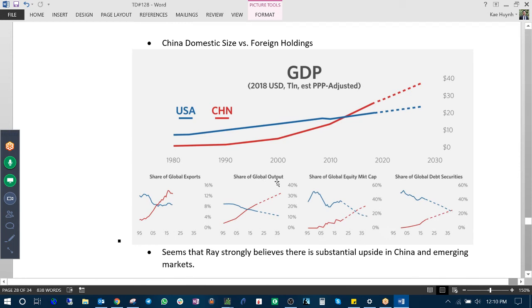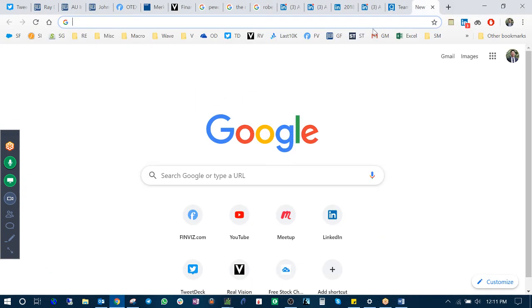Yes. Sorry, I'm computing in my head. Share of global exports. Basically, look at it this way: China has 3 times as much population as the US. So at the time that it crossed over, the US had 3 times the GDP, actual GDP, than China. Per person.